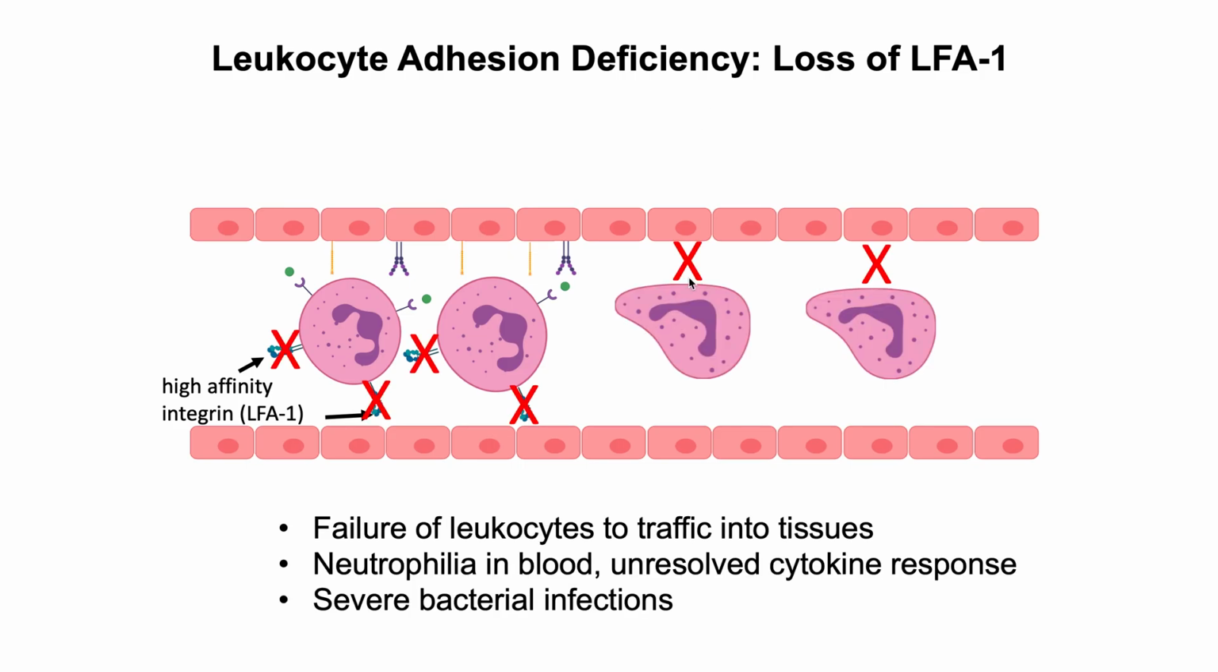In the absence of LFA1, this never occurs, and so you'll end up with a raging infection into tissue, lots of production of inflammatory cytokines, but an inability of these leukocytes to be able to stop and adhere and migrate into those sites of infection. As a result, you'll end up with sites of infection with no leukocytes, but in the blood, you'll end up with huge numbers of neutrophils and an unresolved cytokine response. And this results in a susceptibility to severe bacterial infections.